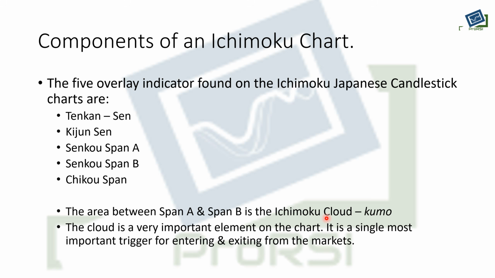The span A, span B is called the cloud, and the cloud is a very important element on the chart, because it is the single most important trigger for entering and exiting the markets. Now, the cloud itself is the most important component on the charts, and it is the single most important element that will tell you about the market sentiment. It will tell you about whether you have to enter the chart right now or not. It tells you almost everything.